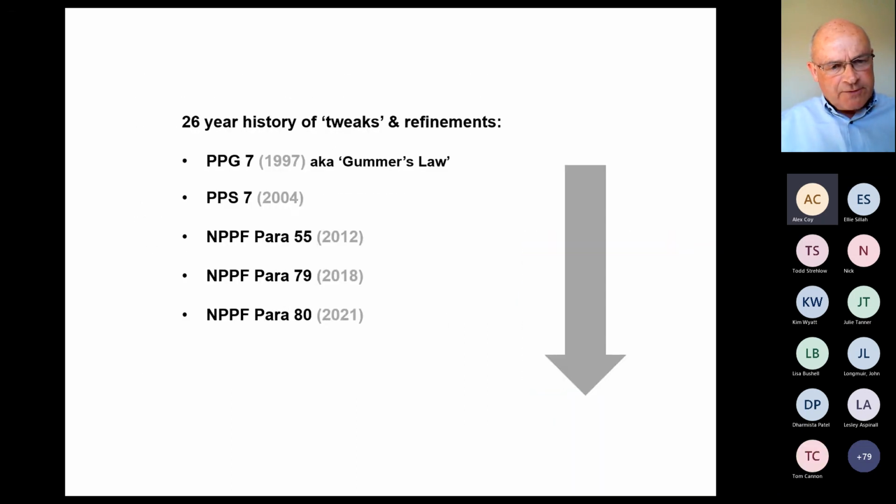And then since then, there's been a quarter of a century history of tweaks and refinements. It started as Gummer's Law, as it's known, became PPS 7, then with the advent of the National Planning Policy Framework, was enshrined in paragraph 55, slightly different wording each time, then paragraph 79, and now from 2021 it's paragraph 80.